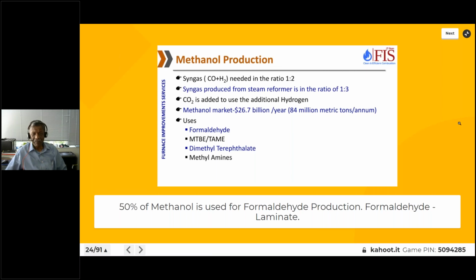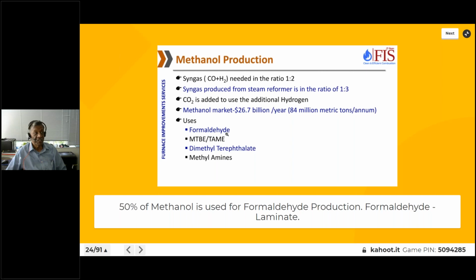So there is a little difference, a minor difference, in these steam reformers. In methanol, we need not only hydrogen, we also need CO. And we need the ratio of, we produced a ratio of 1:2, but what is produced from steam reformers is typically 1:3. So we add some CO2 to consume the additional hydrogen. And the methanol market is almost $27 billion a year. So it's a pretty big market, actually.